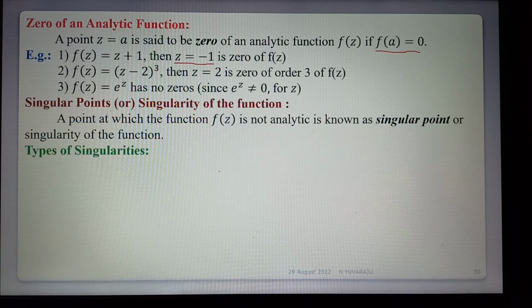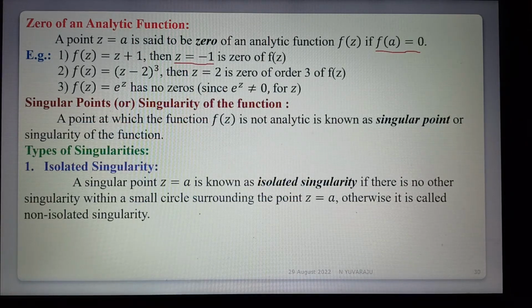Okay, so types of singularities. Here are many given singularity points. Now, the types of singularities. The first one is isolated singularity. See the definition here. A singular point z equal to a is known as an isolated singularity if there is no other singularity within a small circle surrounding the point z equal to a. Otherwise it is called non-isolated.